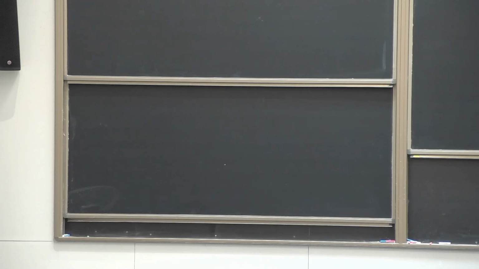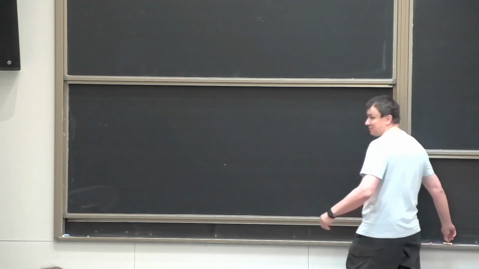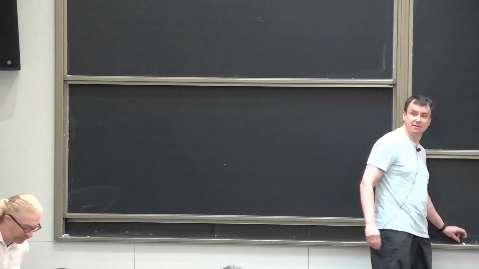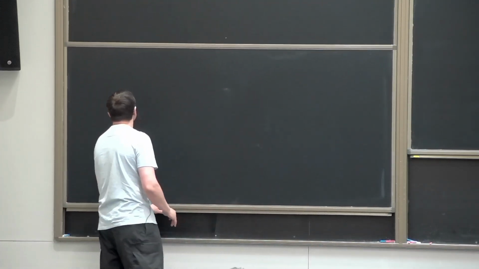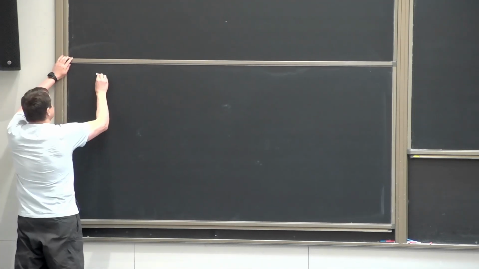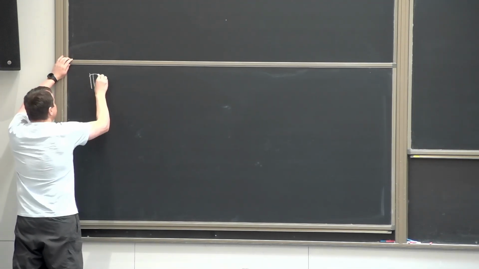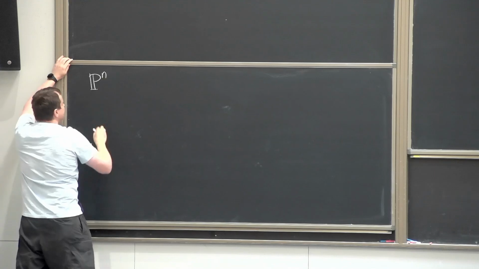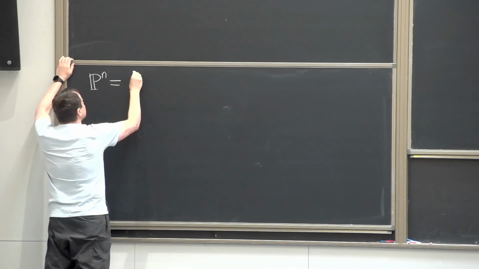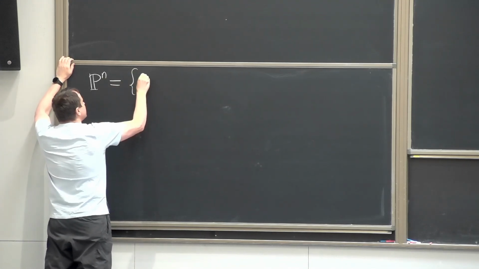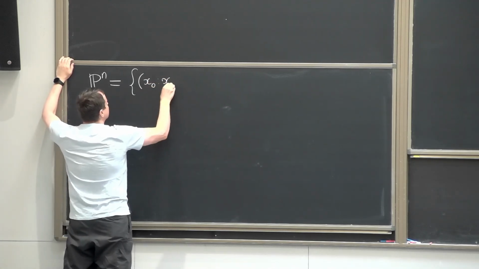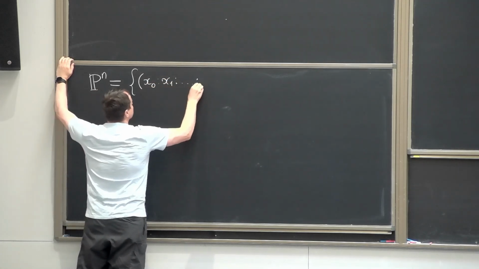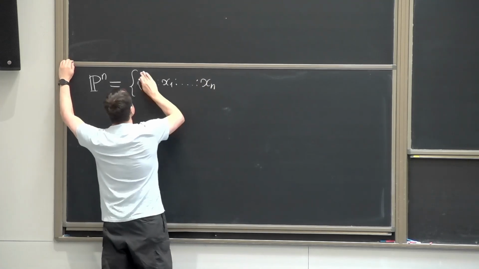All right, I think, good morning. Yeah, let's start. So we keep talking about K-theory of projective space. So maybe I'll write specifically: P^n. This is the quotient. So that has homogeneous coordinates, maybe x0, x1, up to xn, the homogeneous coordinates.